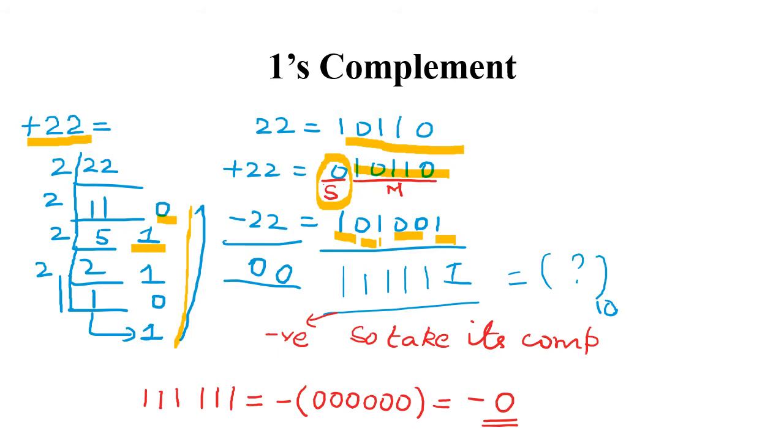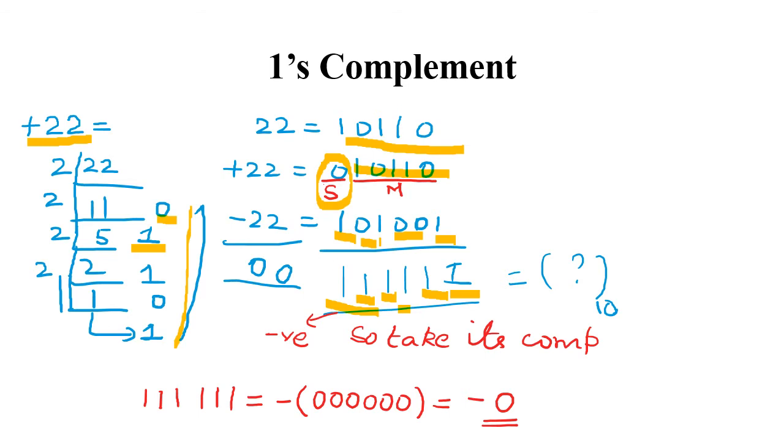Now, let us see what happens when we add the two numbers in 1's complement form. 0 plus 1 is 1. Again 1 plus 0 is 1. 1 plus 0 is 1. 0 plus 1 is 1. 1 plus 0 is 1. Again 0 plus 1 is 1. The answer is 1, 1, 1, 1, 1 and 1, that is 6 ones.